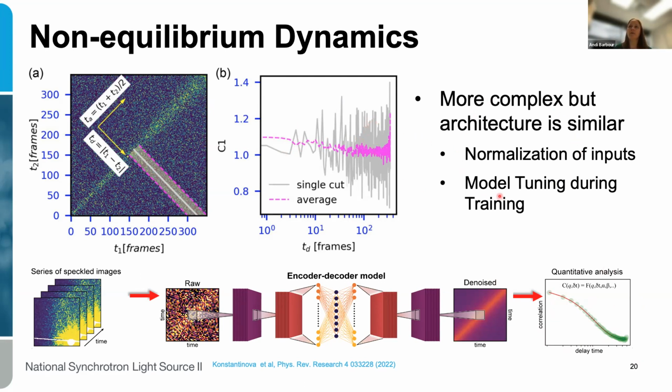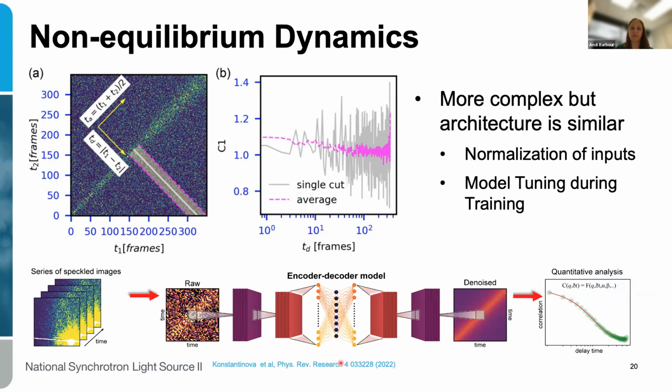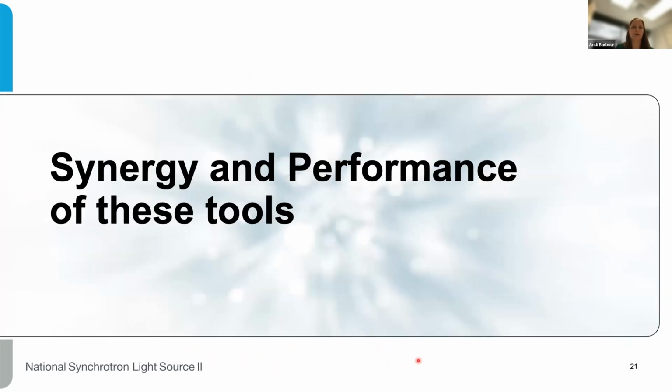But fortunately, we were able to use much of what we learned from the first model on equilibrium dynamics. We had to alter how the normalization of the inputs was done. That was really important. And we had to tune the model itself differently, and all those details can be found within this paper here. I would say the paper also references the GitHub link that has the trained models. So how do these things work together, and how do they perform? This is the next step in integrating these things into a data analysis pipeline at CSX.